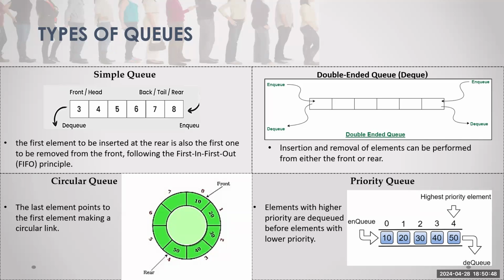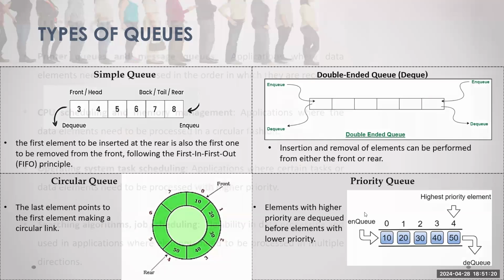Coming to the next one, the priority queue, wherein each element in the queue has a certain priority. The element with the highest priority is the one which is dequeued first. That's how it is. I have given a pictorial representation of how each of these queues works, so it helps you.